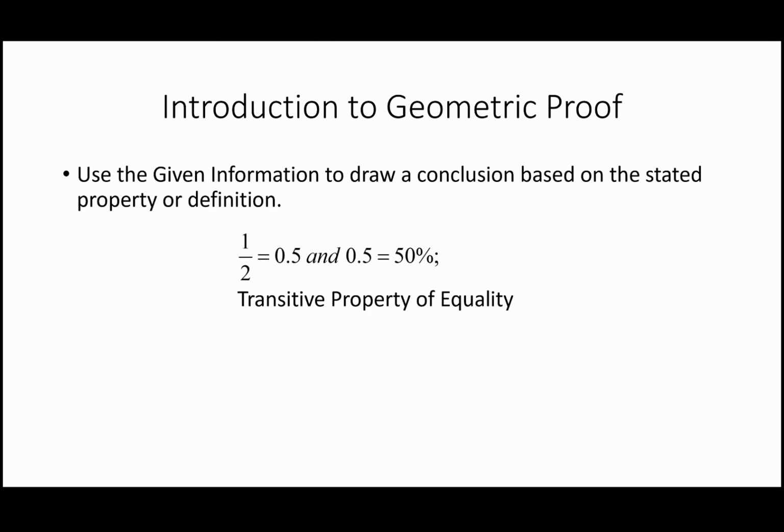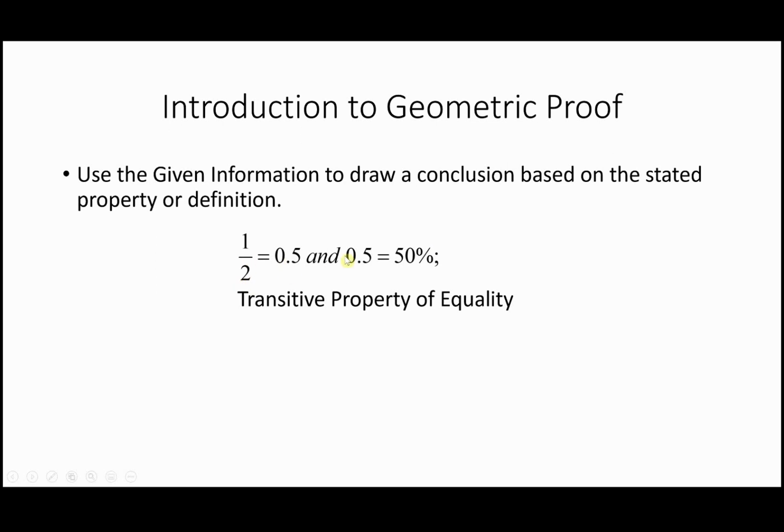Okay. Moving on. Next exercise, use the given information to draw a conclusion based on the stated property or definition. So we're using a property here, and here is the statement. It's a conjunction, right? Because we're using the word and here. And we have two statement components that are given. The first statement component links together through equality the fraction 1/2 to the decimal 0.5, and then the decimal 0.5 is then linked through equality to 50%. Okay, so using the transitive property of equality, what can you conclude from this?